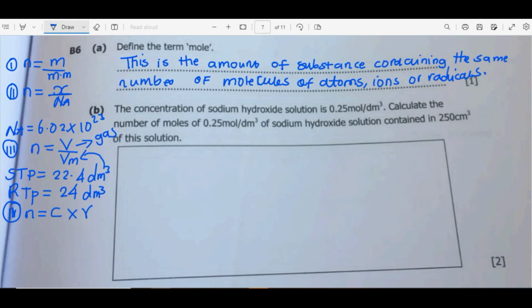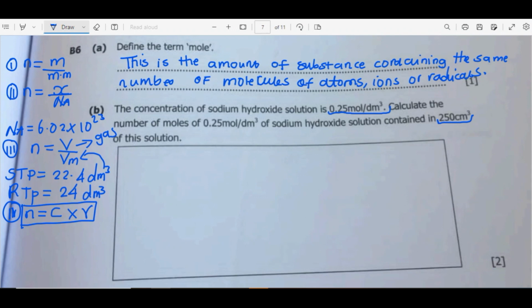Now, from these four formulae, which formula is applicable according to the data? Let's look at what we have. We have the concentration of the solution and also the volume of the solution. Since we have the concentration and the volume, the formula that we are going to use is this one. You need to know or master this formula.